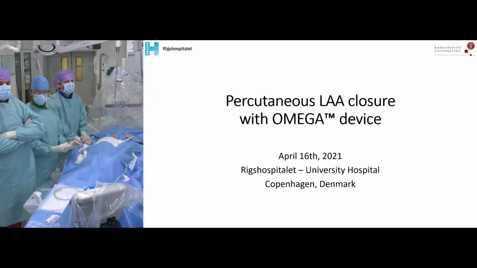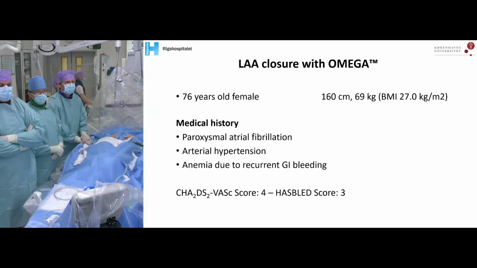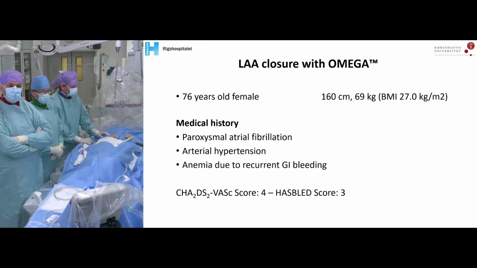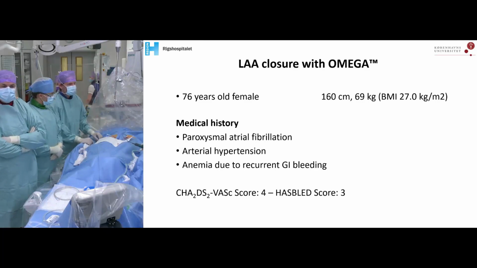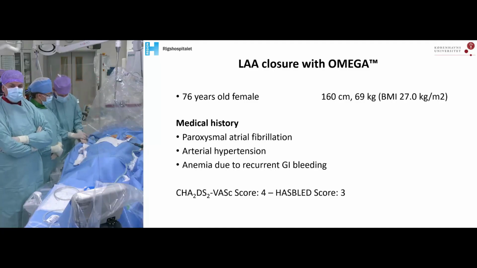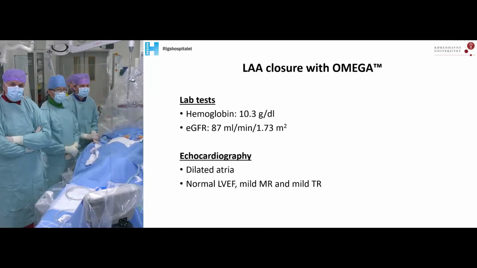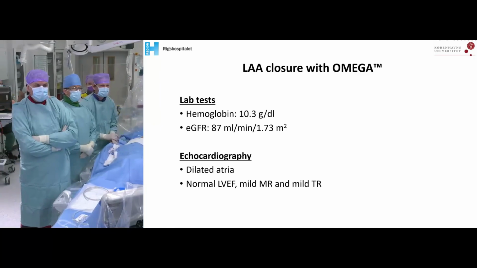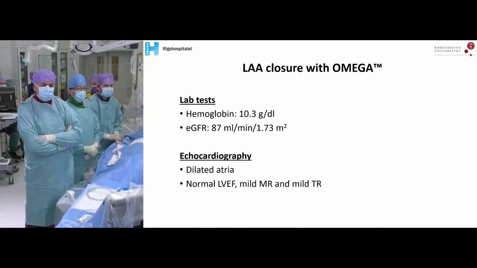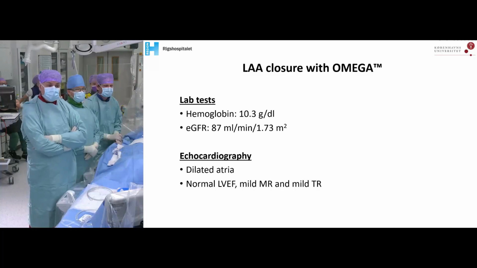If you can have the slides up, please. Next slide, please. So this is a 76-year-old female. She got normal body size. She got several years of paroxysmal atrial fibrillation, arterial hypertension, and she had bleeding issues during oral anticoagulation. That's why she's here with us today. Next slide. So the lab test revealed a mild anemia, normal renal function, and on echo we saw there was quite a dilated both left and right atrium. Otherwise, it was unremarkable.